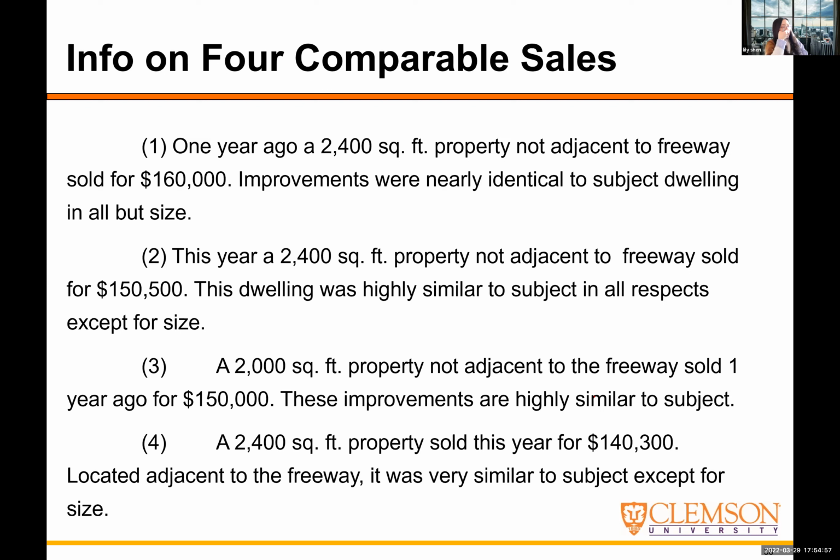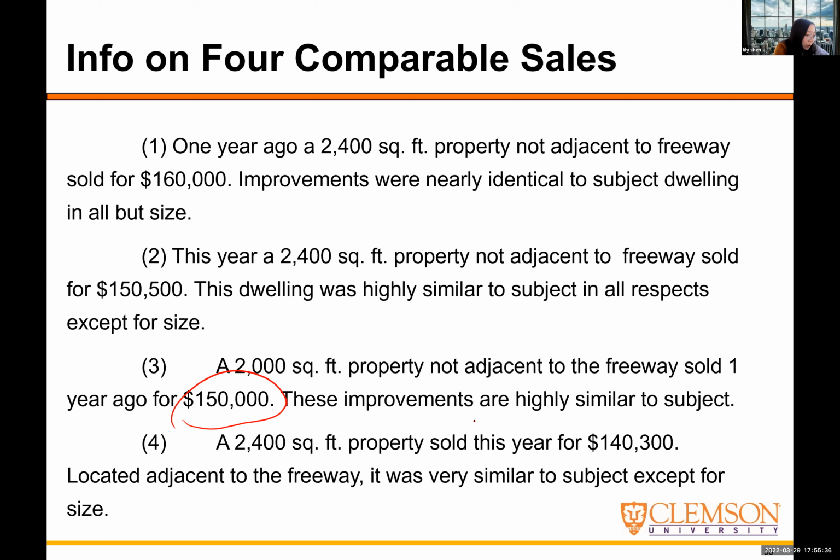So, property 2. The property 2 was sold this year. The size is the same, and the property is not adjacent to highway, and the price it sold for is $150,500. And it's pretty similar to the subject otherwise. Property 3 is slightly bigger, and it was sold a year ago. You probably need to adjust for the market condition for that case. And you have the sell price of comparable 3, and everything else is identical.